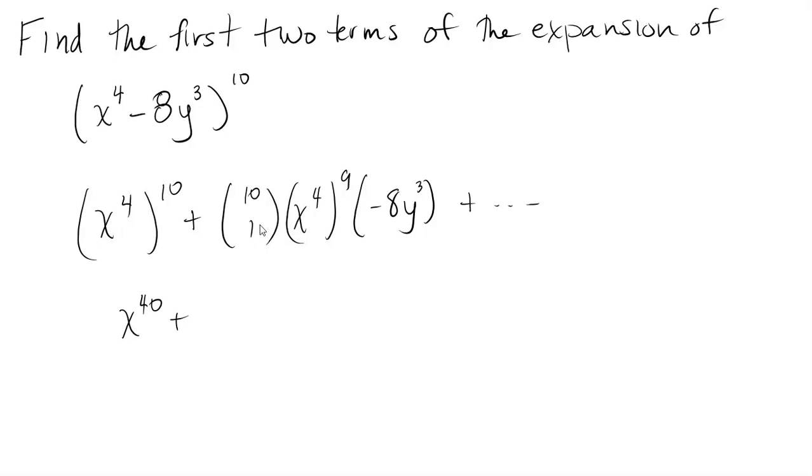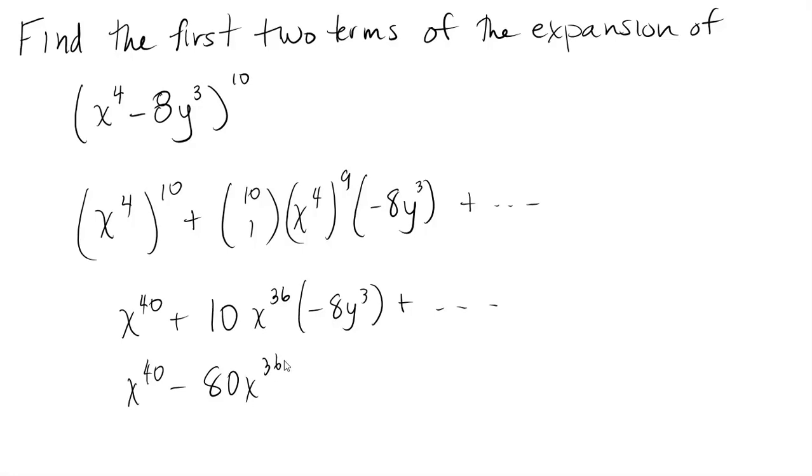10 choose 1 isn't in our triangle, but you don't need the triangle for 10 choose 1. 10 choose 1 would just be 10. If you're choosing one object out of 10 options, there are 10 ways to do that. X to the 4th to the 9th would be x to the 36th. And then this is still negative 8y cubed, plus a bunch of other terms. So this is x to the 40th minus 80x to the 36th y cubed.